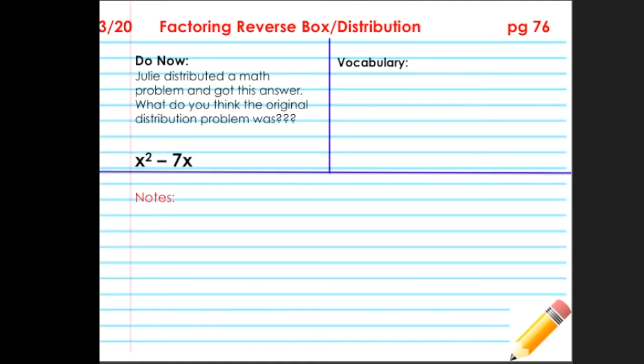So, what do you think the original distribution problem was given x squared minus 7x? Now, if you think back to yesterday when we factored by GCF, we know that the GCF here, if we look at the numbers, the greatest common factor is 1. Now, if we look at the variables, the greatest common factor is x. So the greatest common factor I can factor out is 1x. If I divide it out from each, I am left with x minus 7 on the inside of the parentheses. So this is what the original distribution problem was using factoring by GCF. If you were to distribute that out, you would get back to x squared minus 7x. That's how you would check.